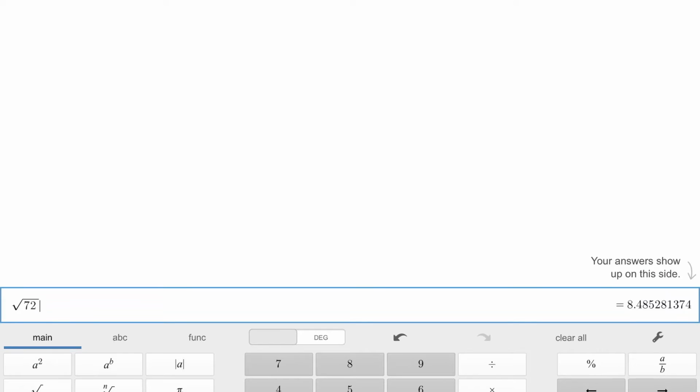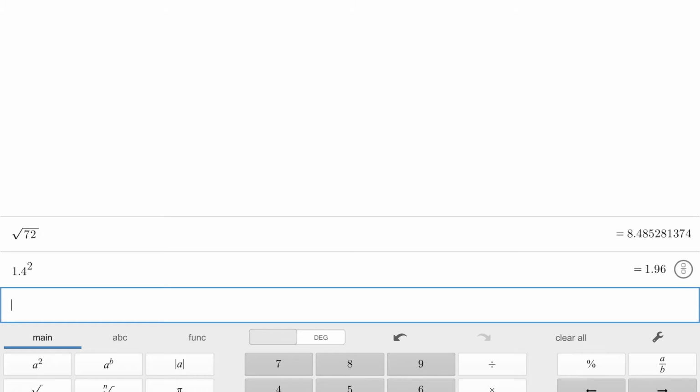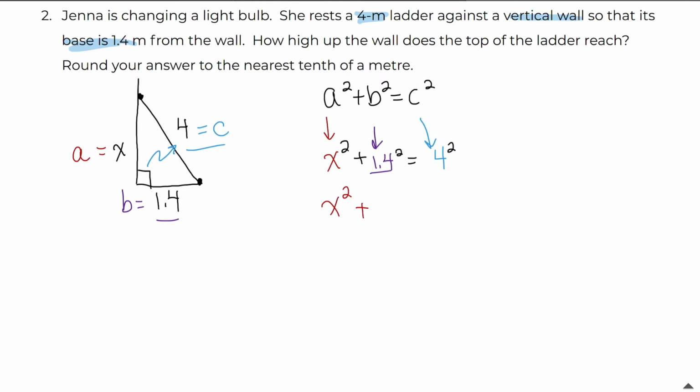So I have two options in my calculator. I could either write 1.4 squared and get 1.96, or I could do 1.4 times 1.4, and when I do that, I get 1.96. It doesn't matter either way, we get the same answer. So here I get plus 1.96, and then I'm going to figure out what 4 squared is. And I know that 4 squared is 16.